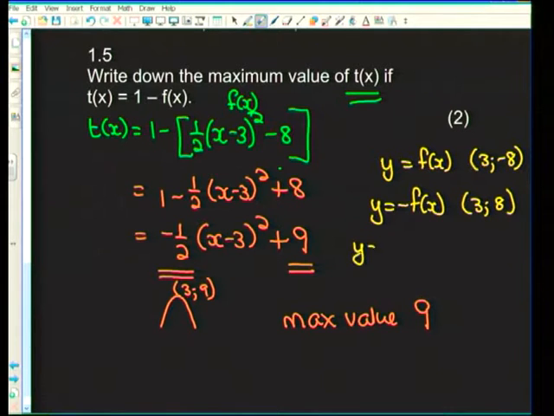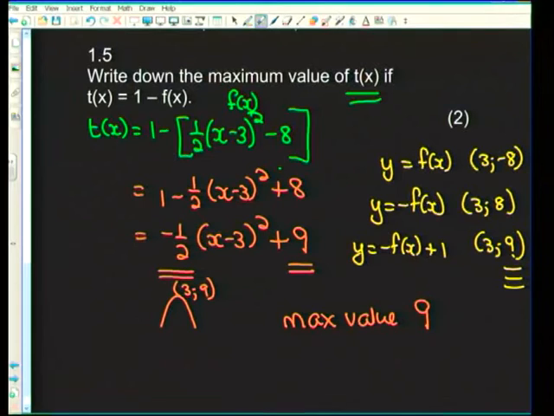Now, if I've got y equals minus f of x plus 1, well, then all the turning point is going to do is increase by 1. And so the maximum value is 9. So either way, whether you do it the yellow way or the orange way, it's really up to you. They're both not bad ways. They're both simple, straightforward, and it's a nice question for 2 marks.